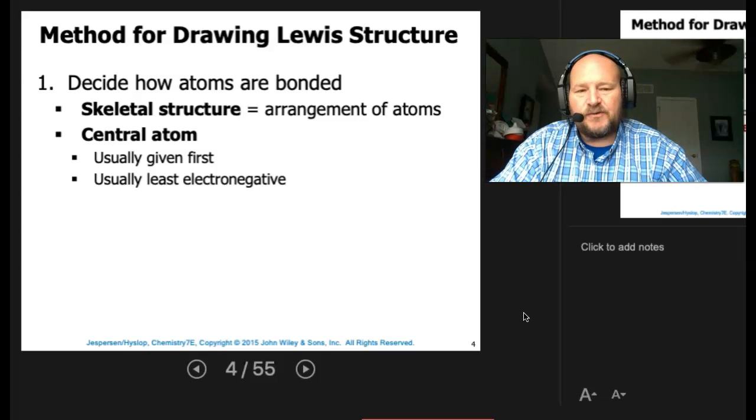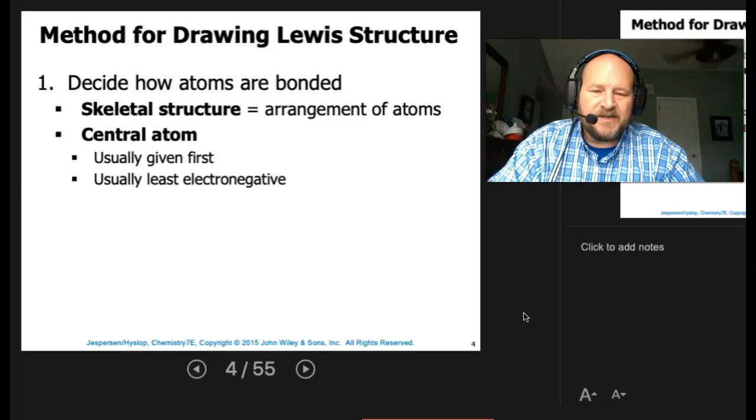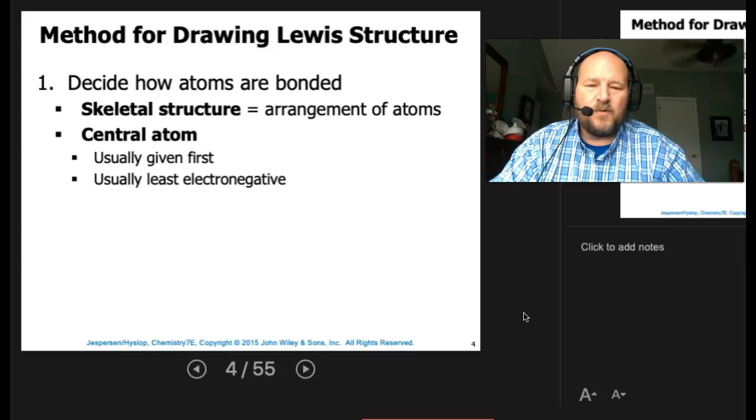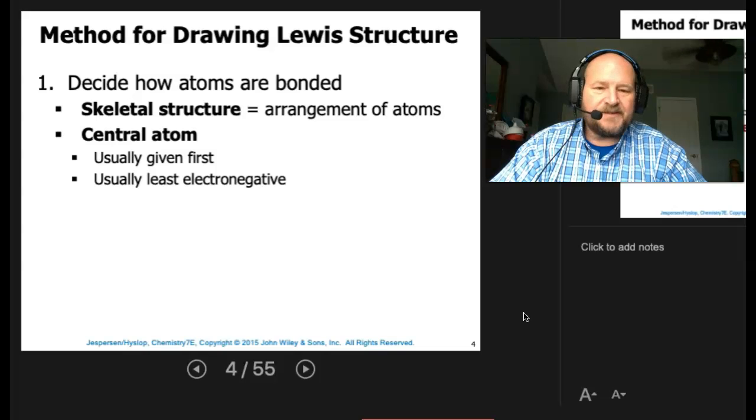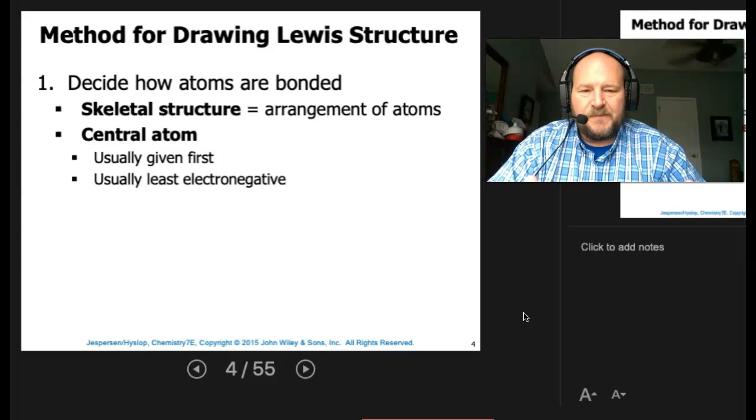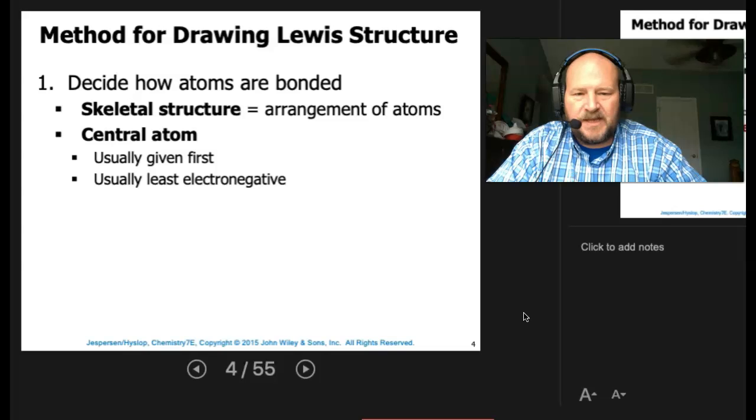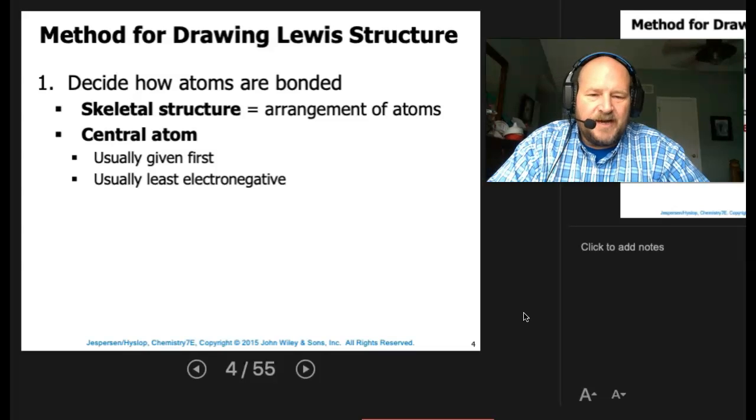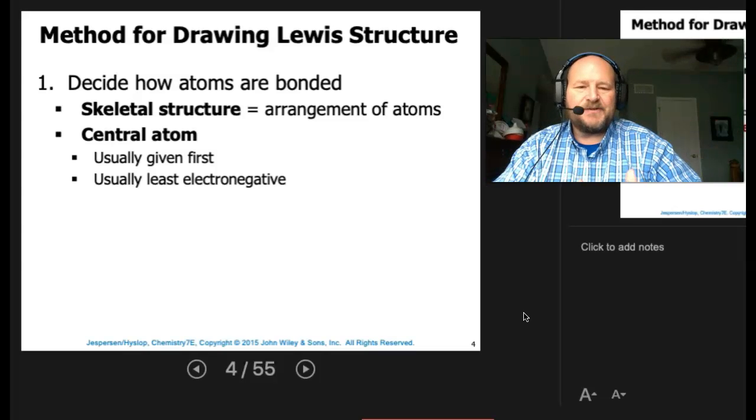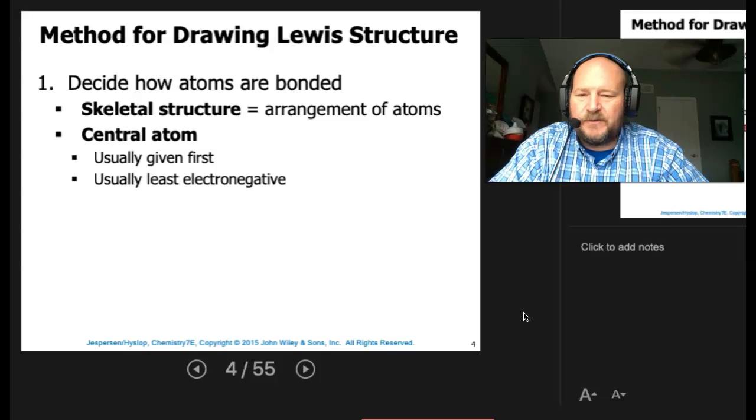So like Grand Central Station, if you've ever been to Grand Central Station in New York, you can grab a subway, a cab, a bus. So you have all these different modes of transportation all in one place. Same thing with the central atom. It simply means that everything else is going to connect to it. It's like that central hub, if you will.